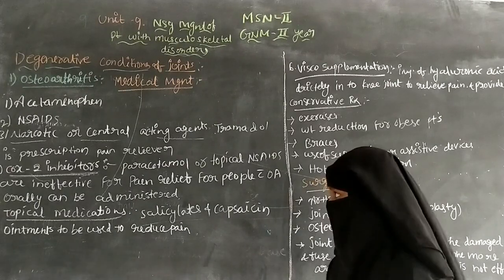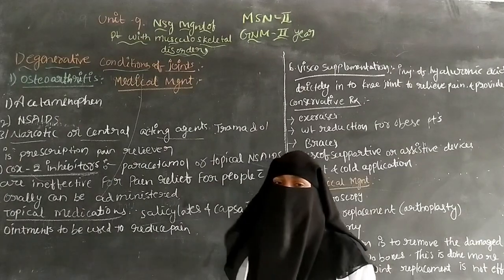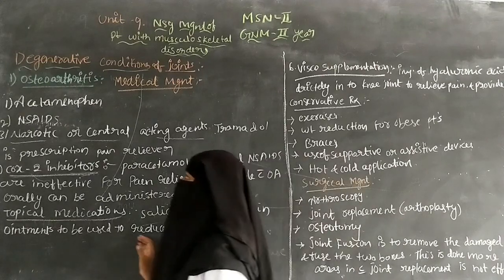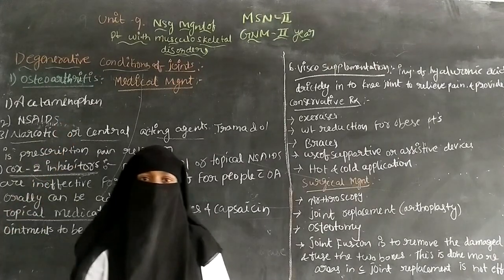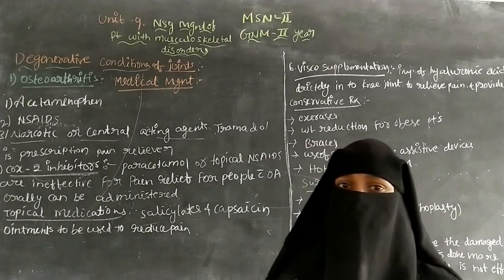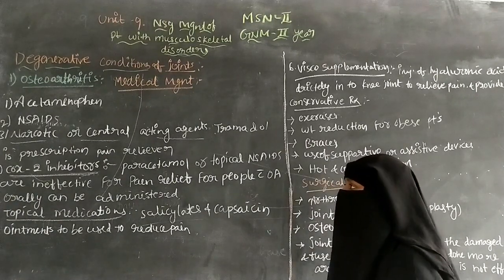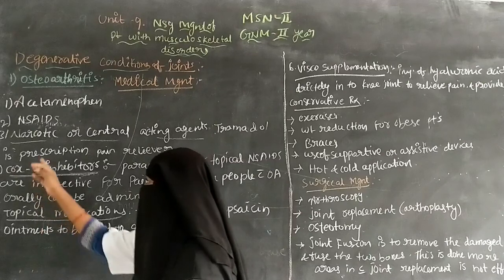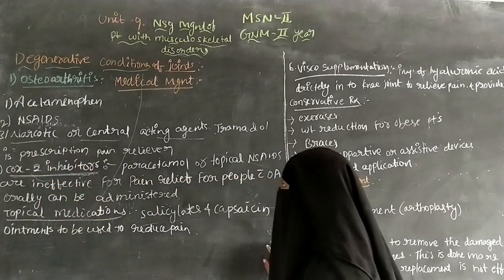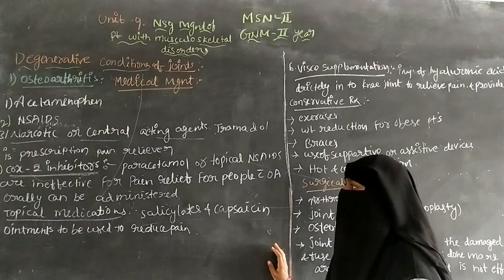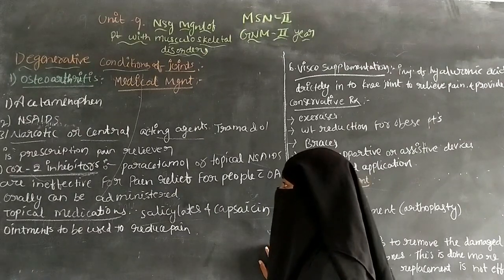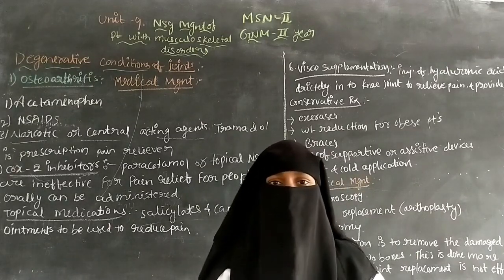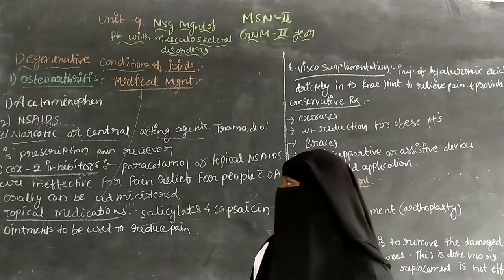Non-steroidal anti-inflammatory drugs can be used to reduce the pain and inflammation, and ibuprofen is one of them. Ibuprofen can be given to the patient to relieve the pain and inflammation. The next one is narcotic or centrally acting agents. Tramadol is a prescription pain reliever. Among the narcotics, tramadol is a painkiller and is given to the patient to relieve the pain.